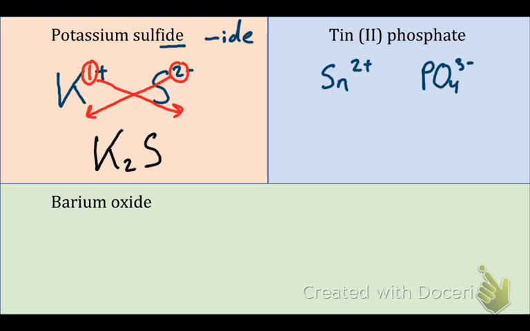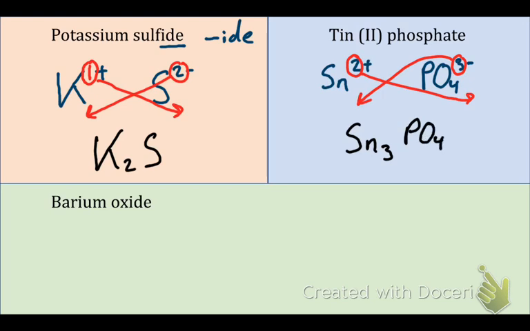Once we get to this point, you will of course use the same crisscross method, where we're going to take the 2, we're going to take the 3, and we're going to push them across like this. Now this is interesting because once we've done this, we realize now that of the tins, I want to have 3 of them. The phosphates, I want to have 2 phosphates. So I must put this in parentheses, and now I have 3 tins and 2 phosphates. So this is the correct formula for tin 2-phosphate.